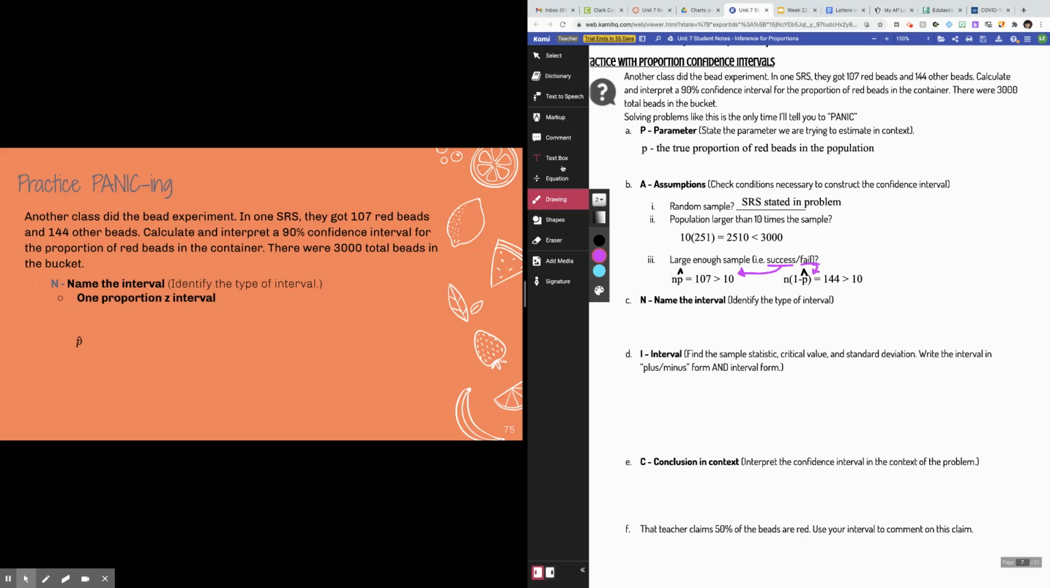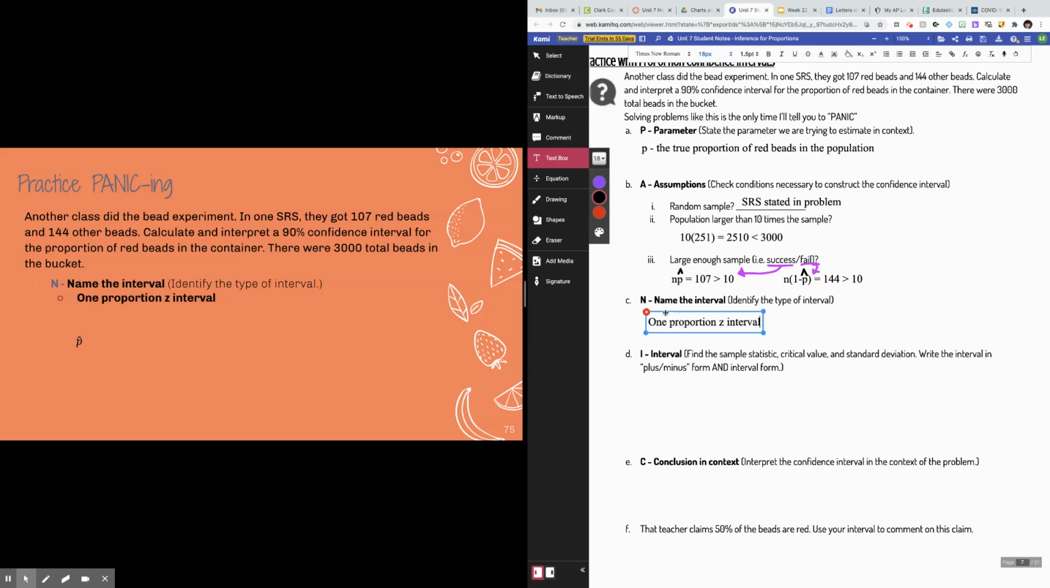Obviously there's only one sample proportion, and for proportions, we're dealing with Z. And obviously this is an interval. So naming the interval is a 1 proportion Z interval.